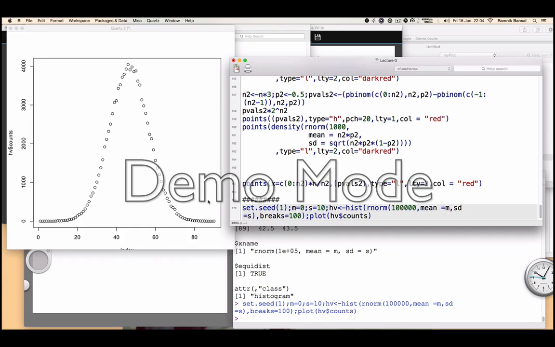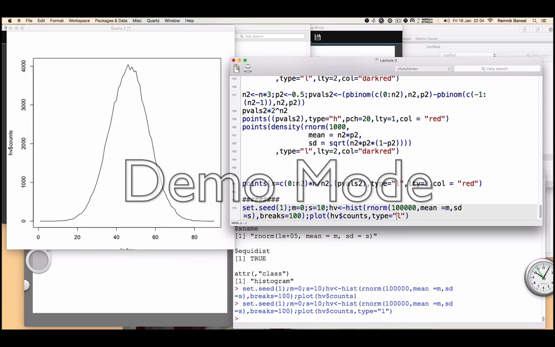Do you see this? So if I say type is equal to L, so it'll be a line connecting each other. Got it? Are you there, Kameshwar? Yeah. So yeah, this is basically the same thing. That's how you can draw it from the histogram.